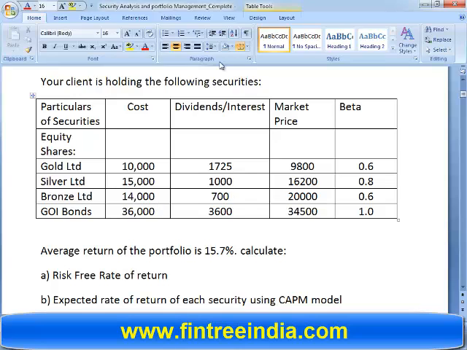Yes. So we can get the returns on the entire market by using an average. Then we can get the returns on Government of India bonds, which will give us the RFR, and using that we can calculate the expected return on each of the securities using CAPM.